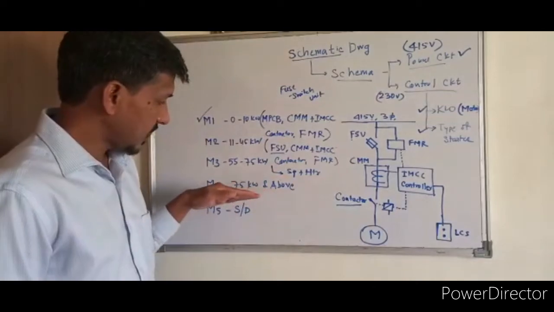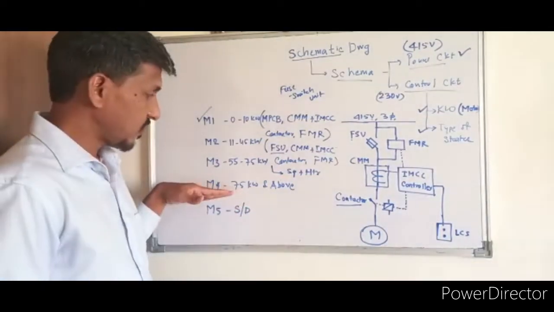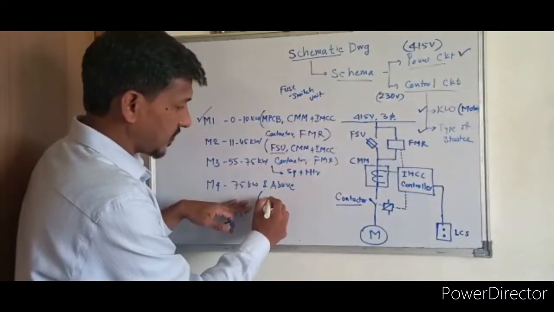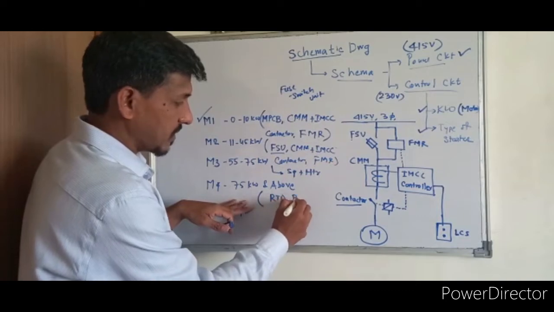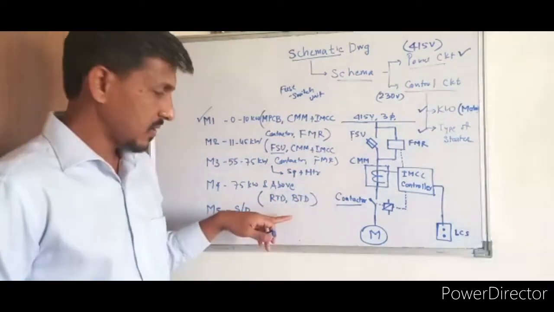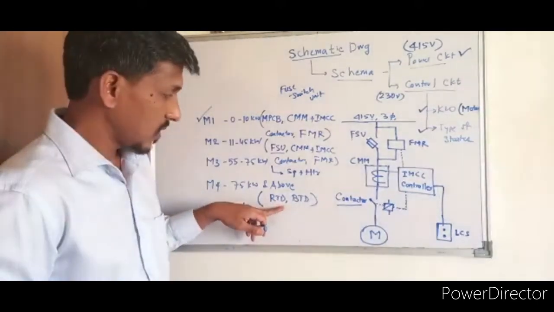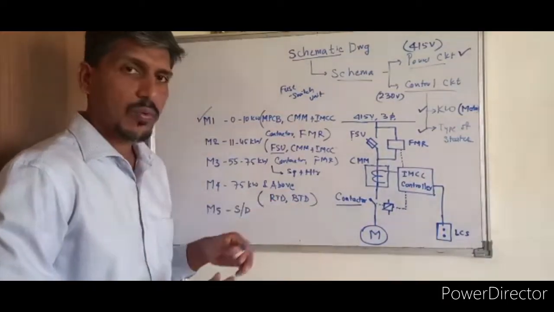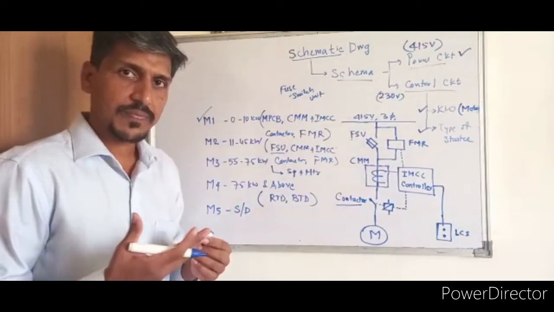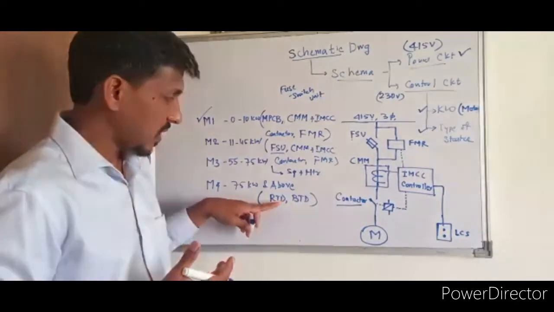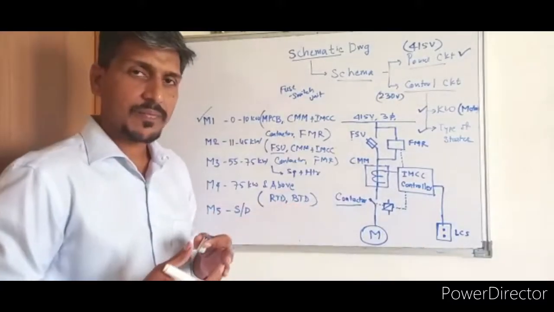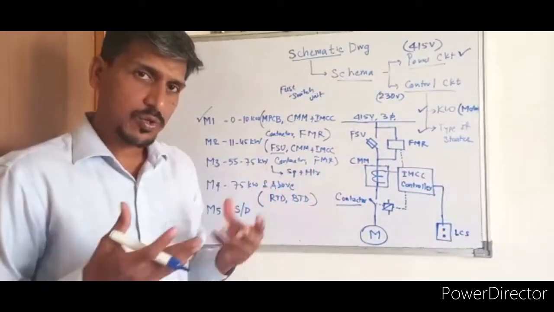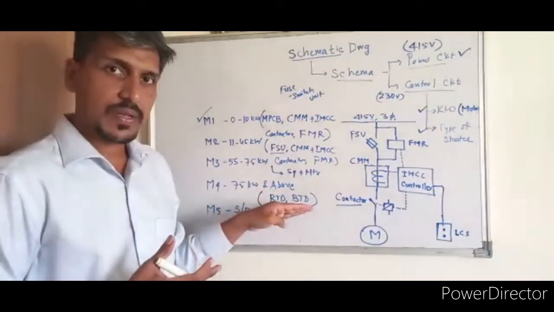Then the next level is 75 kilowatt and above. That is the M4 scheme. Here also all the equipment is the same. Above that we are adding RTD and BTD. So what is this RTD and BTD? RTD is your resistance temperature detector, and BTD is the bearing temperature detector. RTD is basically used to measure the temperature inside the windings of the motor. And BTD is used for measuring the bearing temperature. The bearing inside the motor could be at the non-driving end or at the driving end. To measure that temperature, we normally use BTD.